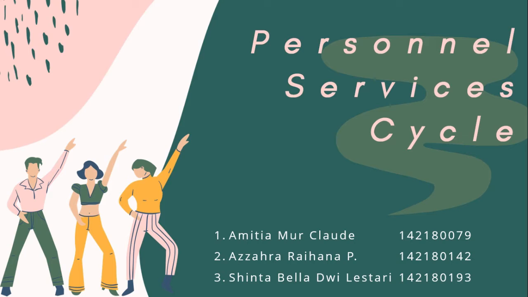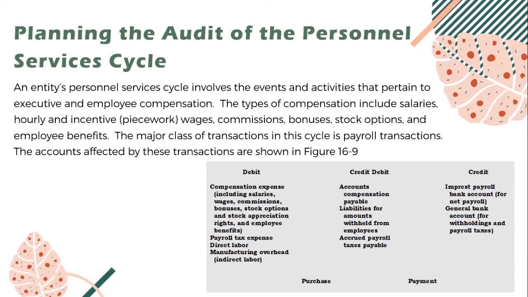The first, myself, named Amitia Mur Claude, 180079. The second, there is Azzahra Raihana, 180142. The last is Shinta, 180192. Immediately we go to discussion, planning the audit of the personal service cycle.